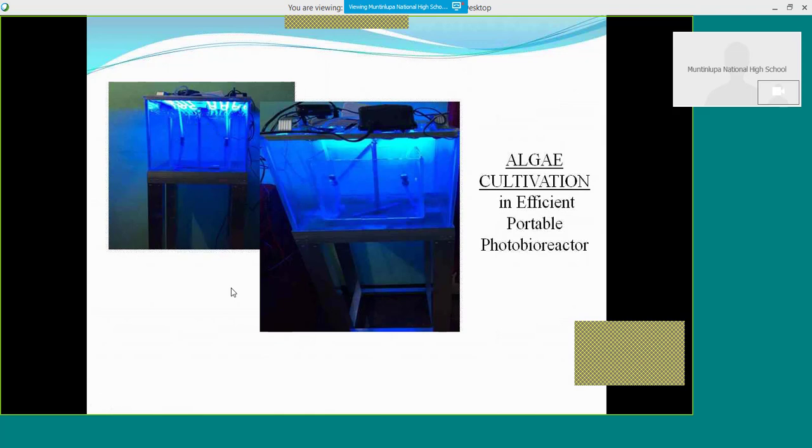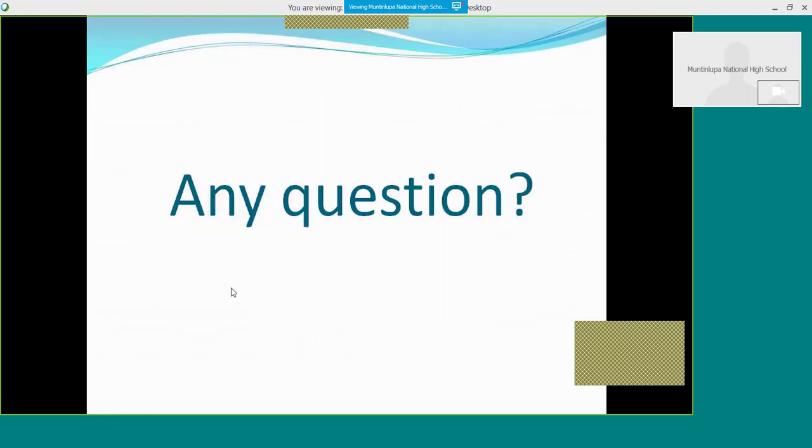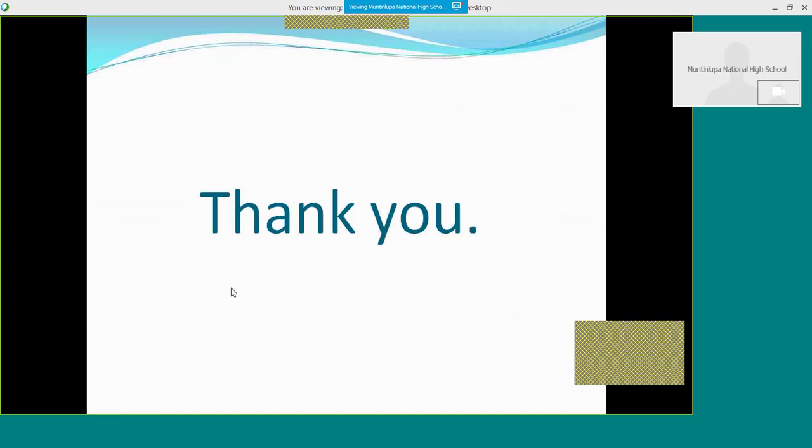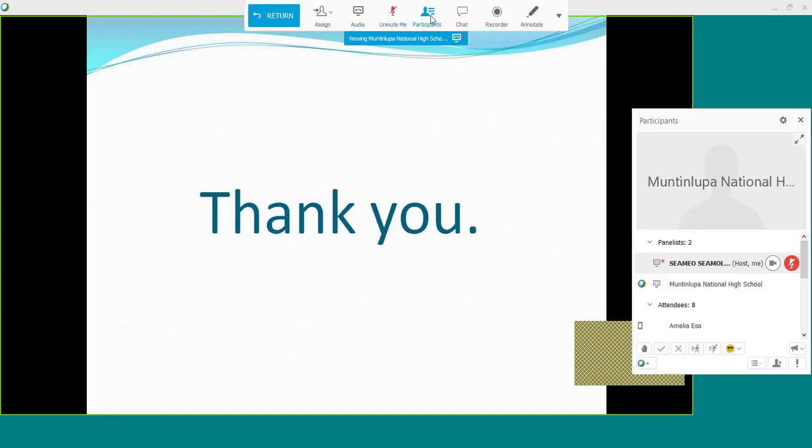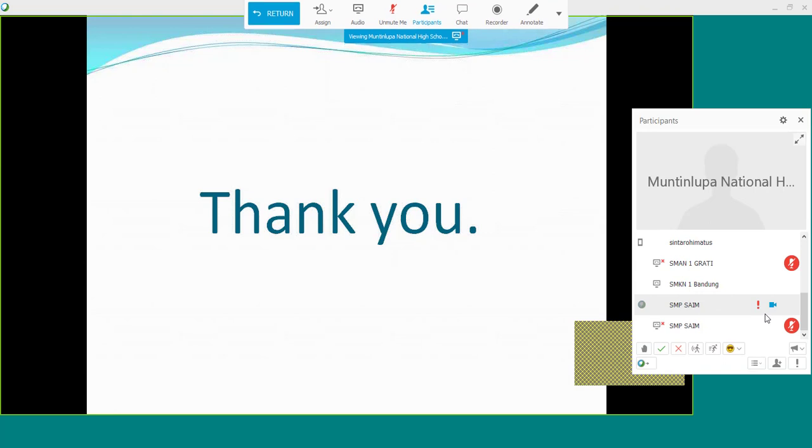As we said a while ago, you can be creative in designing your own photobioreactor. It could be a large-scale design or just a simple one like this one. And it's highly portable. Now, do you have any question? Thank you for listening. Have a nice day.